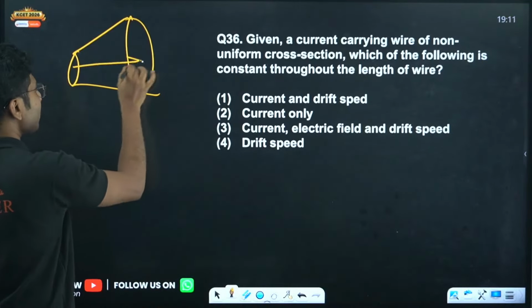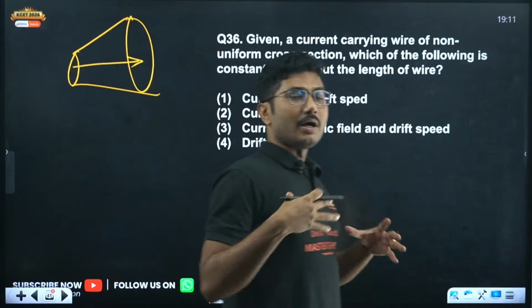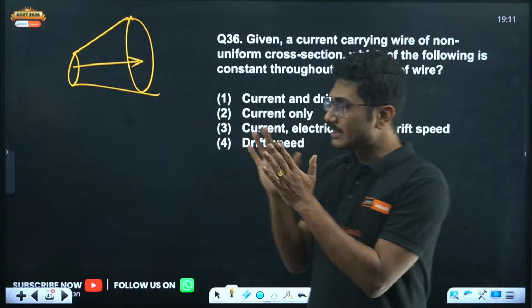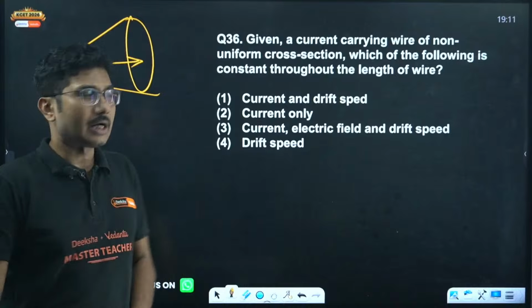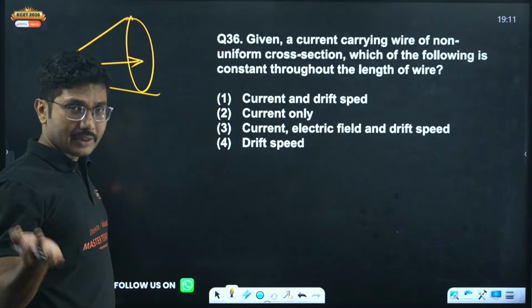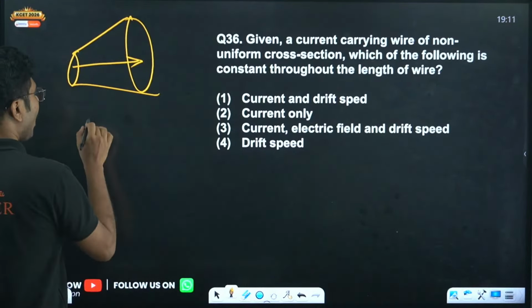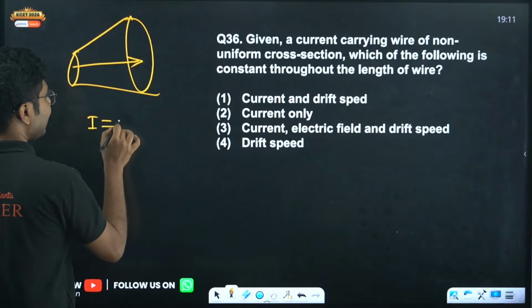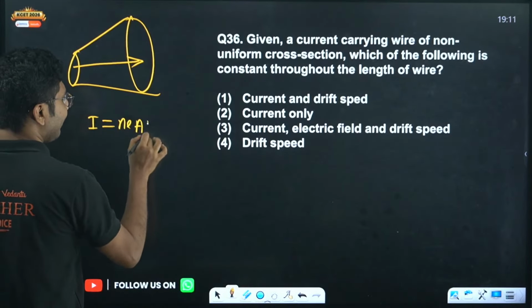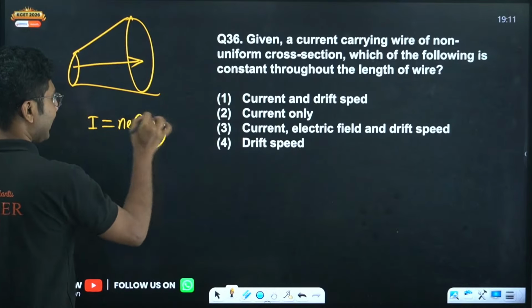And the electric field also changes. Electric field depends on the surface area and the distance between the points, how close the points are. So electric field changes. Electric field is not constant, but what remains constant is current. Current is nAVd. Now this quantity is constant.